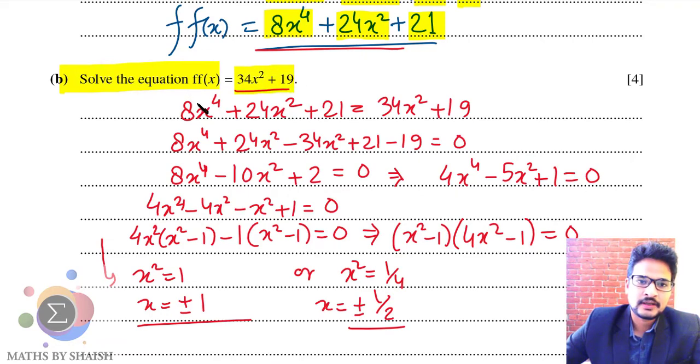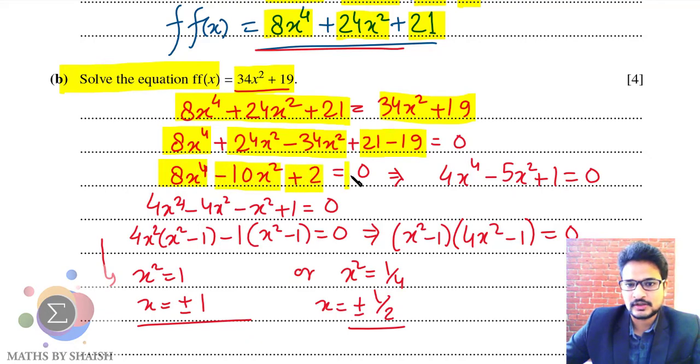So yes, we need to find the x values. First of all, from the previous part we got f(x) as this, and this equals 34x square plus 19, given. So we will combine them in one place and make an equation. It is 8x power 4, 24x square, and this 34 will come here, it is 24x square minus 34x. 21 is still here, and minus 19 makes it equal to 0. So it becomes 8x power 4 minus 10x square plus 2 equals 0.